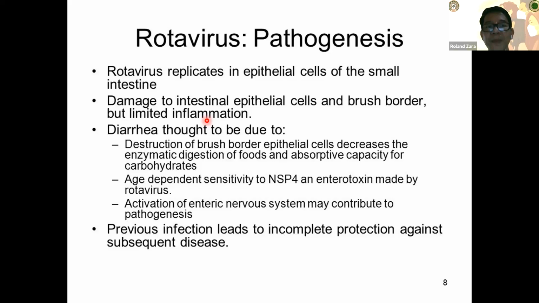So the diarrhea is secondary to the destruction of the epithelial cells, okay, because of the NSP4, an enterotoxin released by your rotavirus, and activation of your enteric nervous system, which may contribute to pathogenesis and which may also cause fever. So previous infection leads to incomplete protection again. So kaya nga, they have genetic reassortment. So previous infection does not confer immunity. So you can still be infected. Okay? So unless you have the vaccine for your rotavirus.